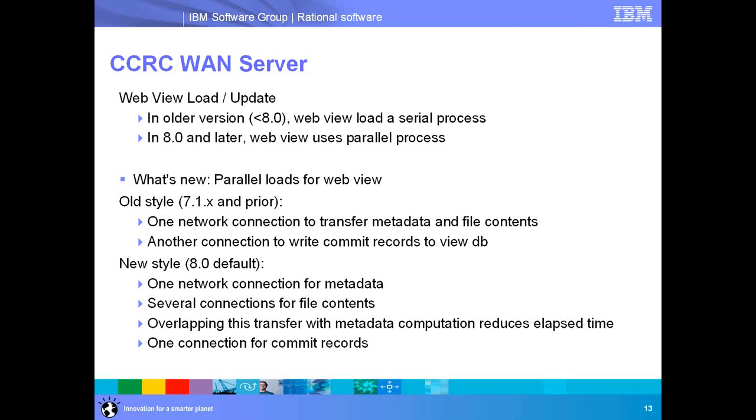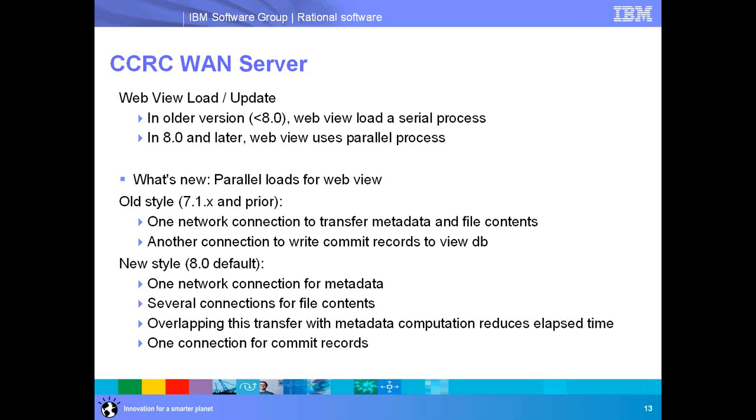To give more information about the performance on WAN server, the major improvement is in the loading and updating of the web views. In the older version, the web view load was happening using a serial process, but now we are implementing a parallel process. So when I say serial or parallel, in the old style, that is in the 7.1 series, there used to be one network connection for loading your metadata and the file contents, and another connection for committing the changes that you do on your client to the view DB.